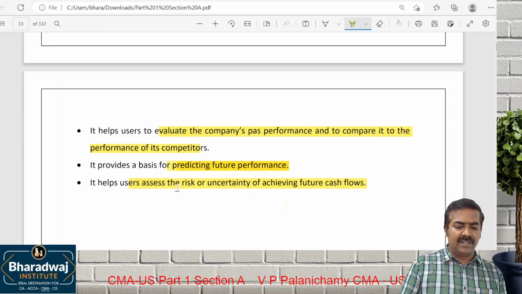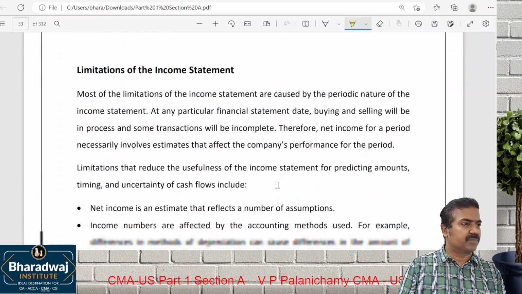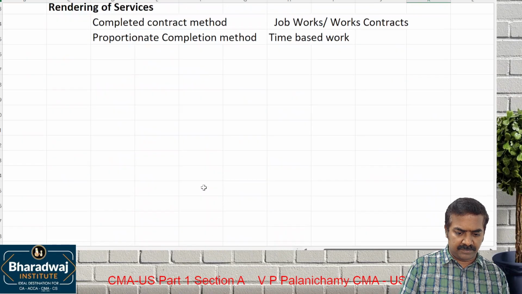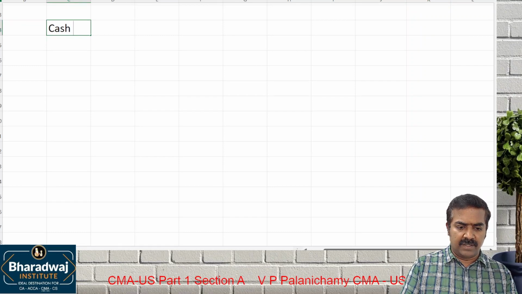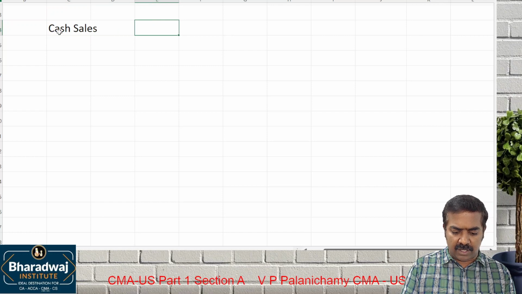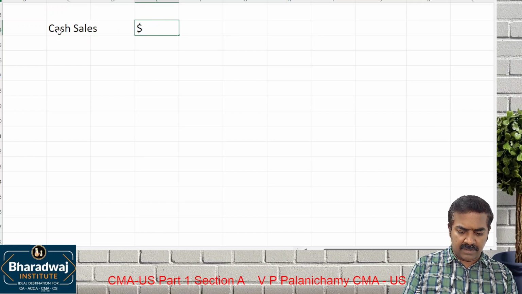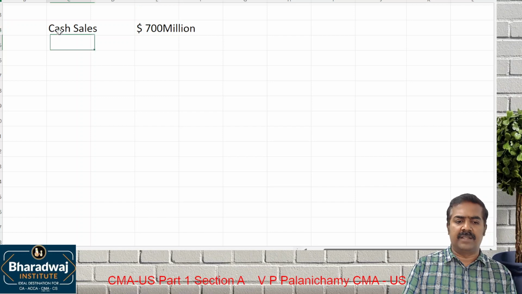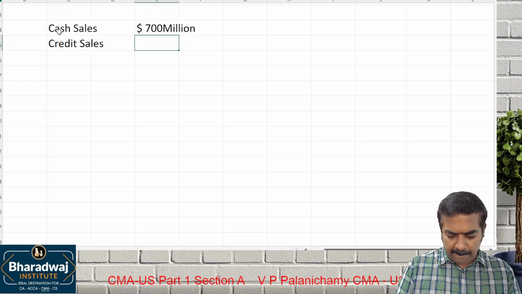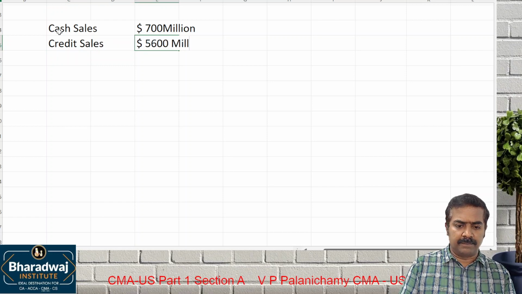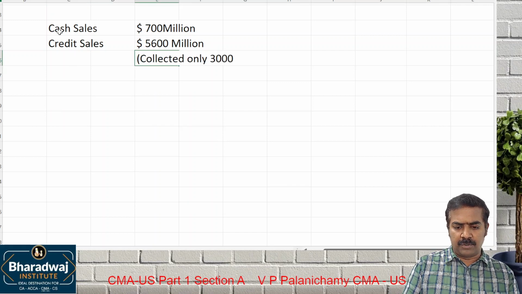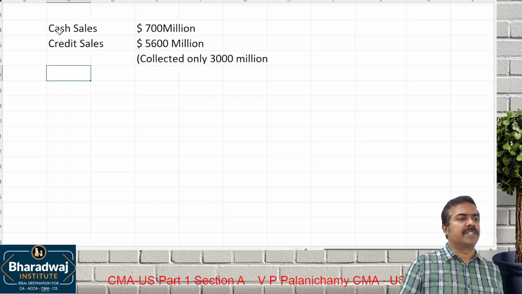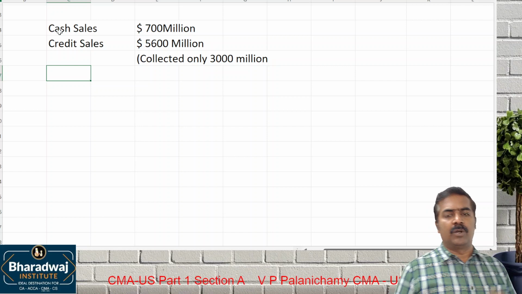You will be able to identify the risk and uncertainty through what? Cash flows. Paying attention, I'll give you an example. That is a limitation of the cash flow statement. Cash sales we made for $700 million. Credit sales we made for, let's assume, $5,600 million. But in this we have collected only 3,000 million. Now, in the income statement, what will be recorded? In the P&L account, which income will be recorded?